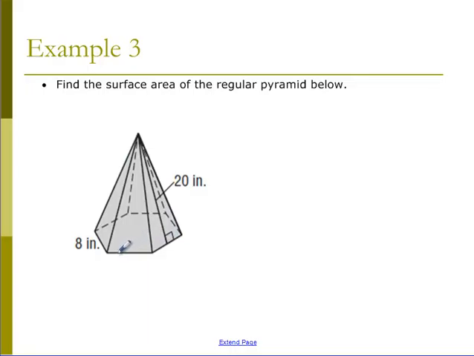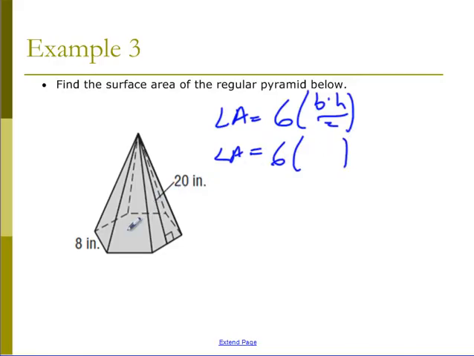So example 3. The base is a hexagon. There's 6 sides. So my lateral area is 6 triangles, base times height divided by 2. Since one of my bases is 8, my height is actually given to me. It's this line right here, the one that forms the right angle, and it's given to me that it's 20. So I don't have to do much work for lateral area. So 6 times 8 times 20 divided by 2 is 480, which means each one of those was 80. If I wanted to find each one and then multiply by 6, it'd be 80 times 6.